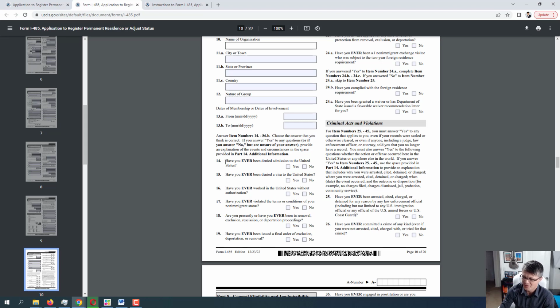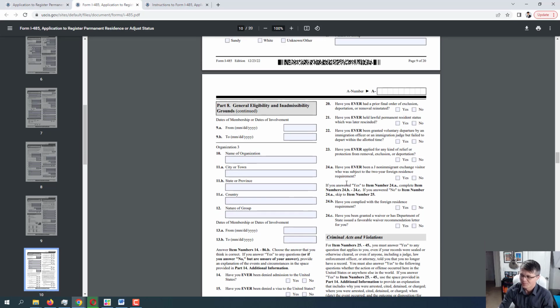Then we have some questions that you will most likely be answering no, hopefully. Have you ever been denied admission? No. Have you ever been denied a visa? No, hopefully. Have you ever worked in the United States without authorization? Should be no. Have you ever violated the terms or conditions of your non-immigrant status? Basically, all of the stuff is hopefully no in your case. But if you answered yes to item number 24, complete item 24B to C. If you answered no to item 24, skip to number 25.